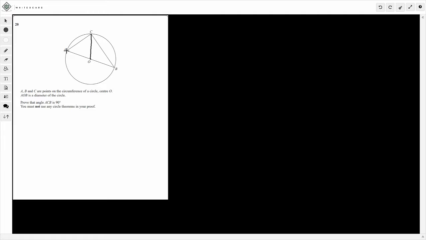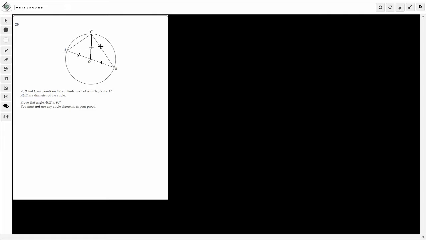We're told the distance AB is the diameter. So what that means is that this is a radius, and this is a radius. So what that gives me is isosceles triangles. This triangle is isosceles, and this triangle here is also isosceles.